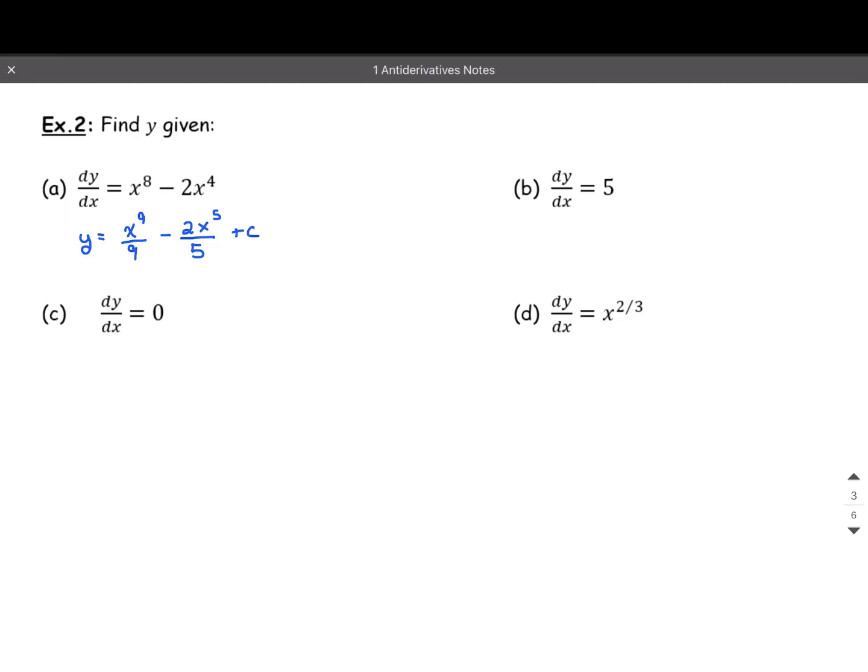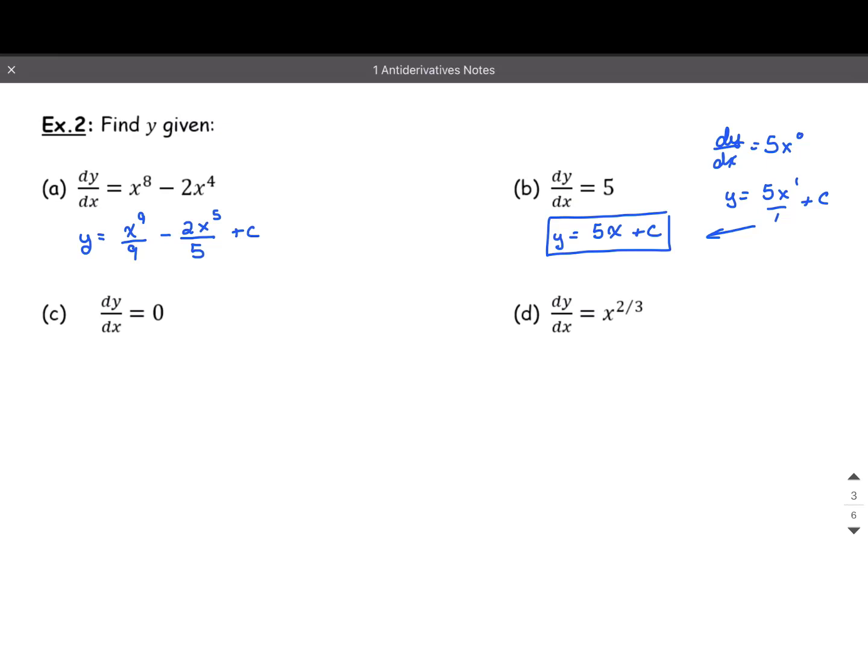Well, how about this one? dy dx equals 5. Now, there's no exponent on the x, right? But it's a constant. What has a derivative of just a constant? That must have been 5 times the number x, and it could have had a constant here. Another way to think about this, dy dx is 5 times x to the 0. So when we find the antiderivative, we add 1 to that exponent and divide by 1, and that's the same as what we just did. So it does follow the same rule.